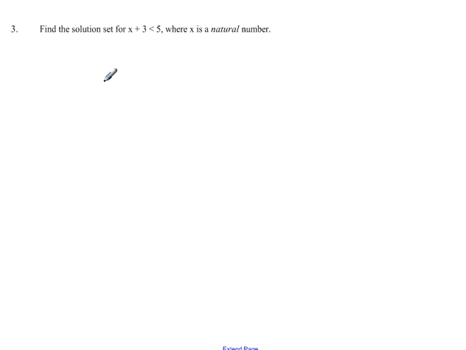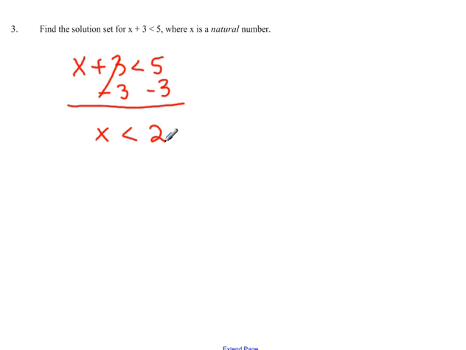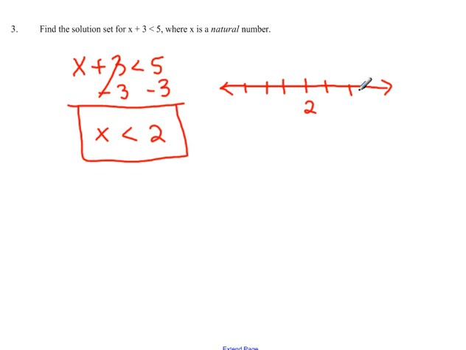Okay, let's do an example of a natural number. So we're going to take the problem and solve it first. That's the first step for all of these, so get rid of the plus 3 by subtracting 3. This is going to give you x less than 2. So that's my solution. Now for natural numbers, integers, and whole numbers, we'll draw a number line. The number in question in the middle, that's 2. 3 numbers to the left, 3 numbers to the right, smaller numbers to the left, larger numbers to the right.